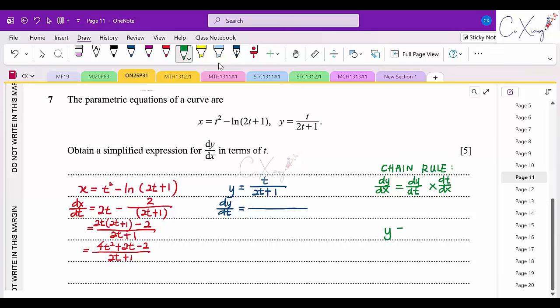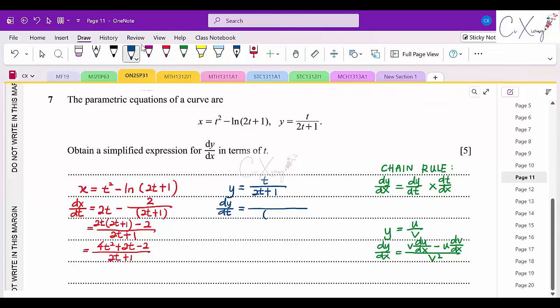Let's say you have y equals u over v. Then the quotient rule for dy dx is 1 over v squared, so you square the denominator. Copy the bottom, v, multiplied with the differentiation of the top, which is du dx. Then minus, you copy the top and differentiate the bottom, so you have dv over dx. This is what we call the quotient rule, and this formula is provided in the formula booklet. When you want to apply differentiation and you have a fraction, this is one of the rules you can consider using. So I'm going to use this now.